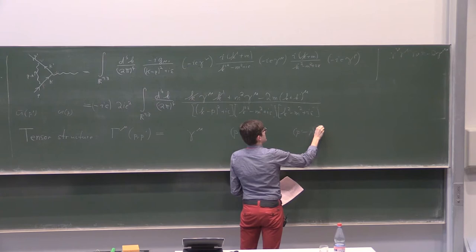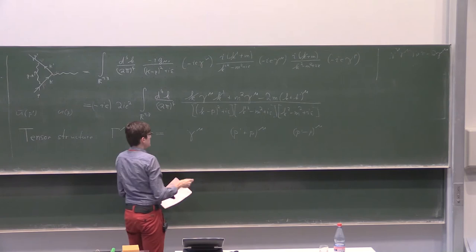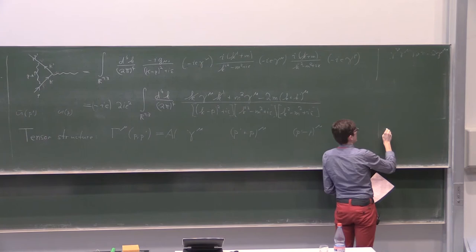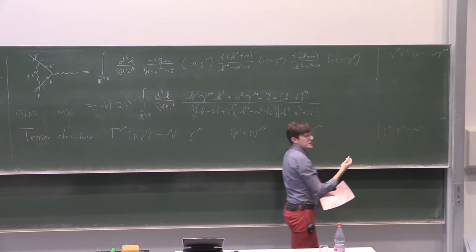So this is one basis of the three vectors we have at disposal to build a quantity. And of course, they can come with any scalar coefficients, right? So the coefficients are now Lorentz scalars. And if we go on the mass shell where we force p squared equals p prime squared equals m squared, then the only variable actually that we have is q squared. So I'll just write a of q squared.